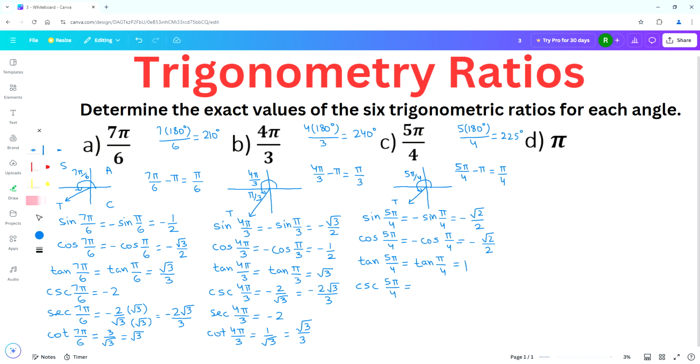Cosecant is the reciprocal ratio for sine. For sine, we got the answer negative square root of 2 over 2. The answer for cosecant will be negative 2 over square root 2, which can be reduced to just negative square root of 2.